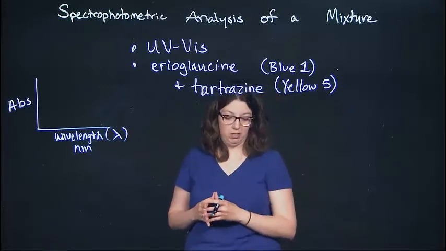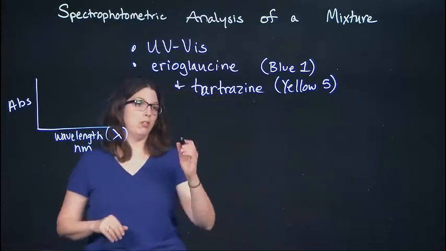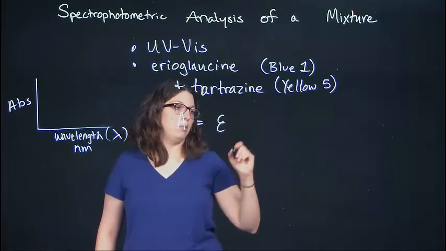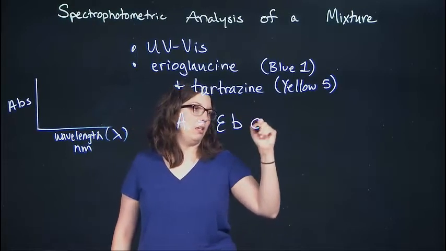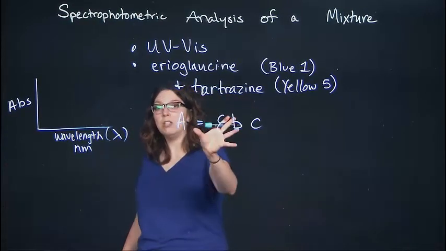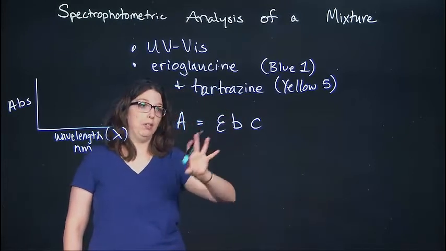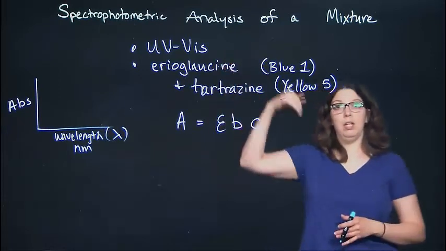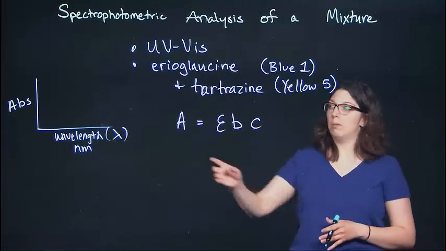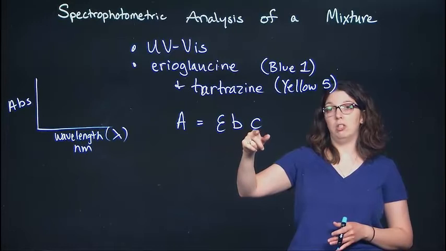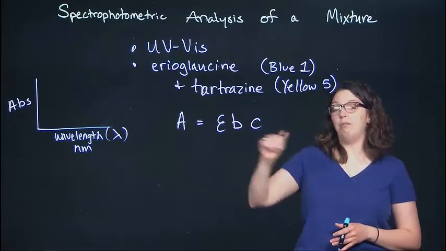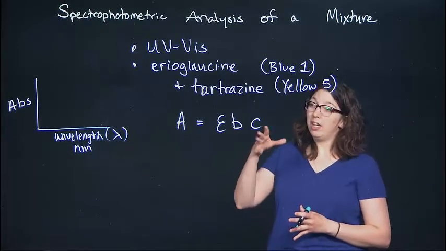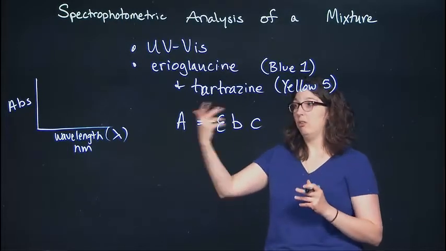So we know Beer's law, where the absorbance is equal to the molar absorptivity times the path length times the concentration. Now this is true for one component. If you have a pure substance, we just put blue number 1 in solution, we measure its absorbance. The absorbance is going to be proportional to the concentration and related to that via the molar absorptivity. But if we have a mixture, we're going to have 2 components contributing to the absorption.